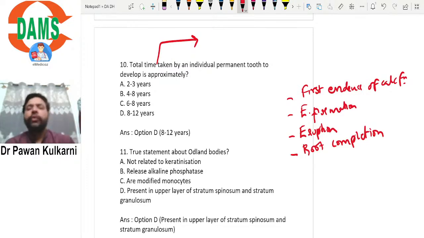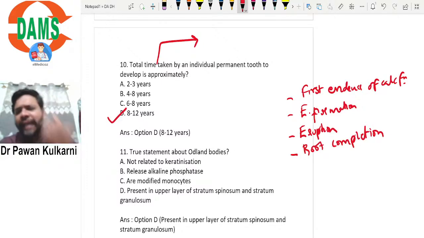Take any permanent tooth. From the first evidence of calcification till root completion, this takes around 10 years on average. That is the median; the range will be 8 to 12 years.